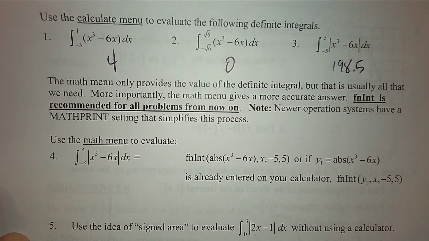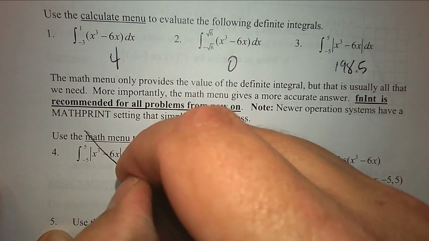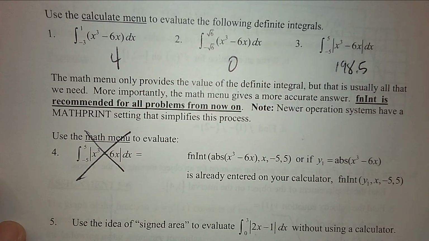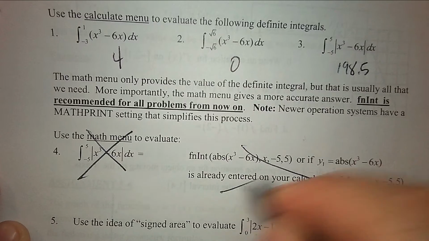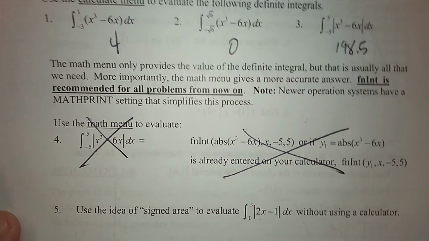All right. In number 4, it's saying the same thing. Use the math menu, whatever. It's an old calculator. We just did that question. Same answer. Don't worry about what's on the right there. That's with an old calculator.